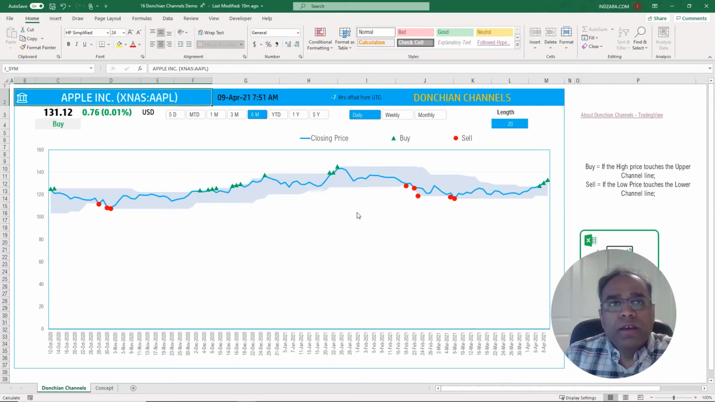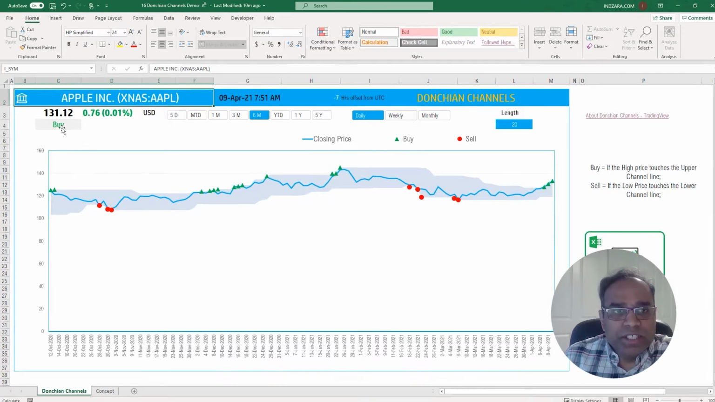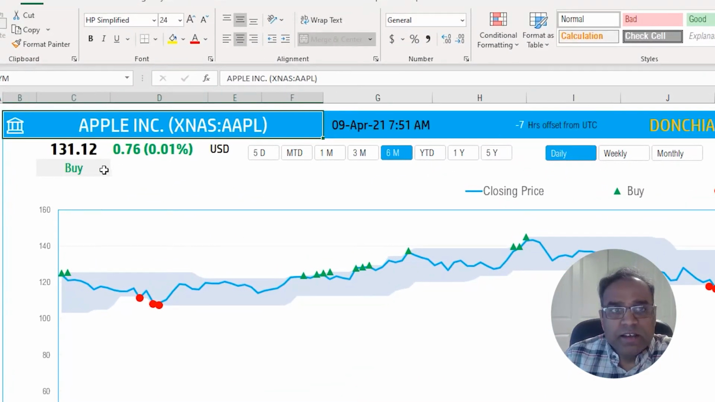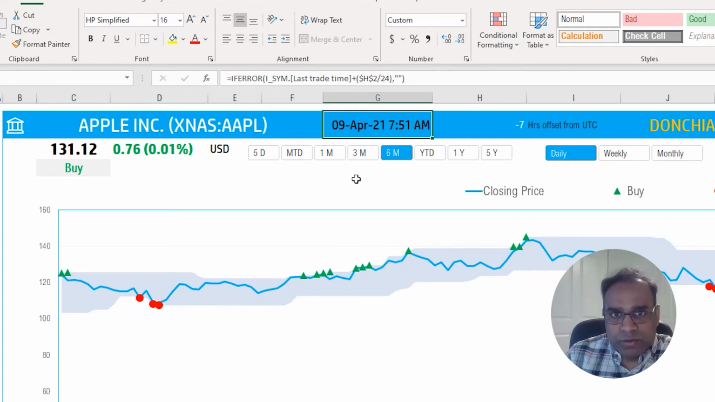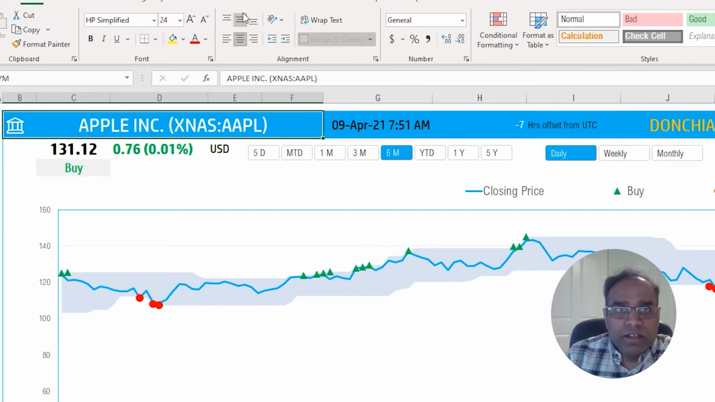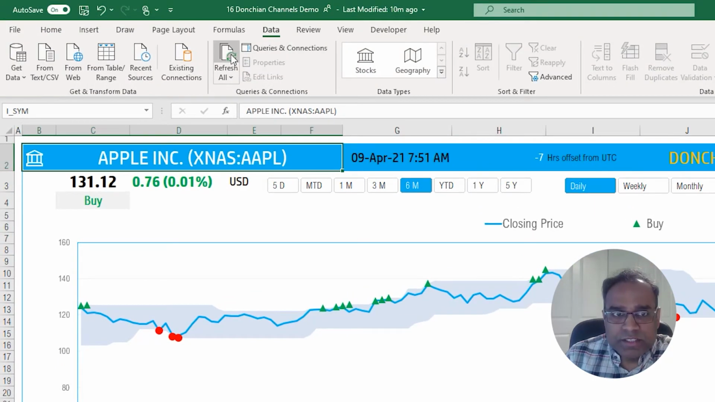Now, before I type in another one and refresh the data, you will see that there is a buy signal here. If I refresh the data, this buy may go away because as of now, it may not be a buy. I don't know actually. I'm just letting you know that you can see the buy signal. This represents the trading signal recommended at this point when the data was refreshed. So I'm going to go to Data and then refresh to see what the information is.